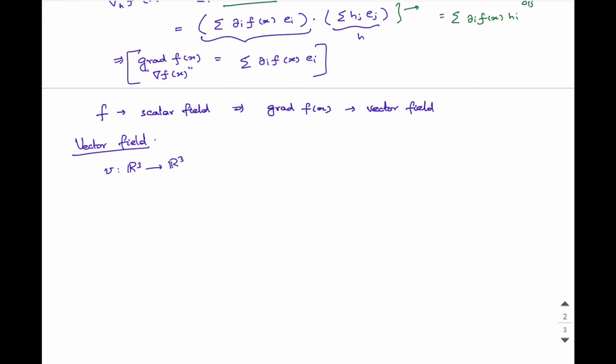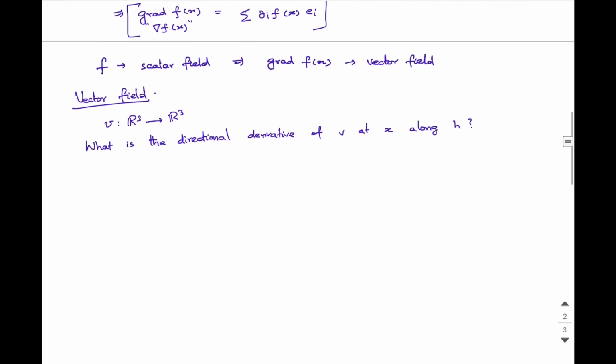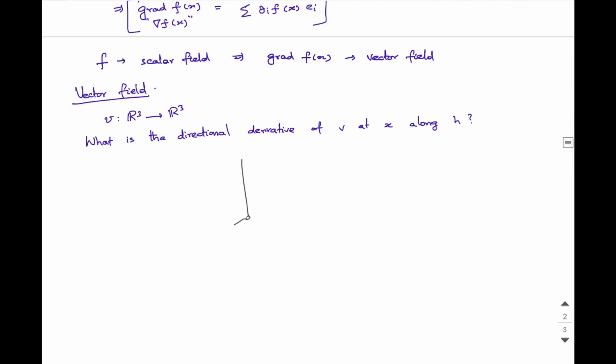Now the question is, what is the directional derivative of v at x along h? So what does this mean? What does this question even mean? Again, let's go back to the simple diagram.